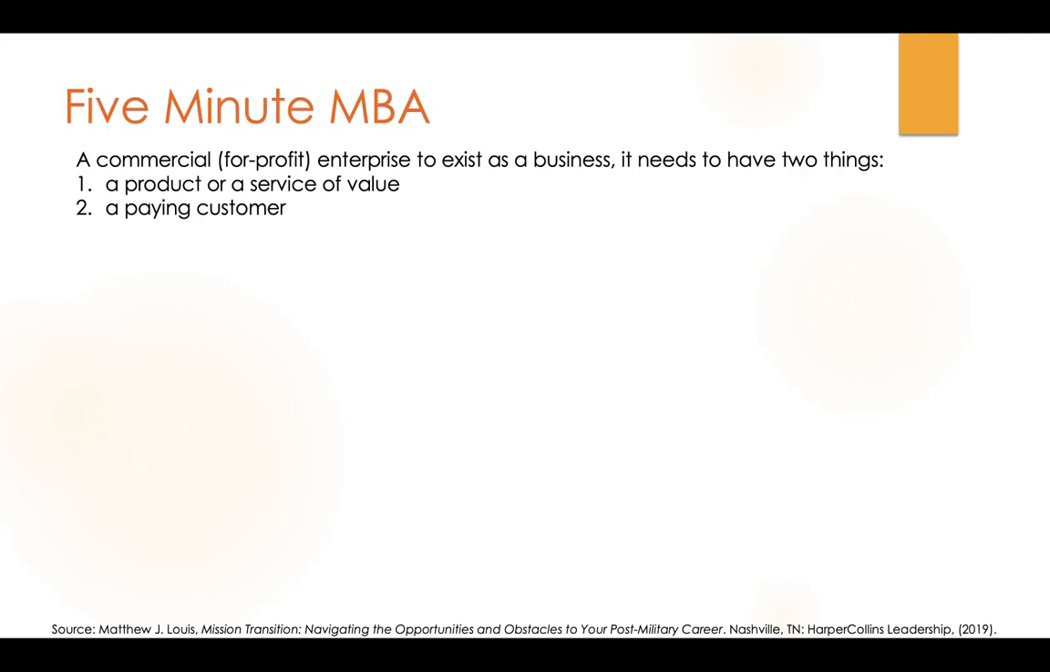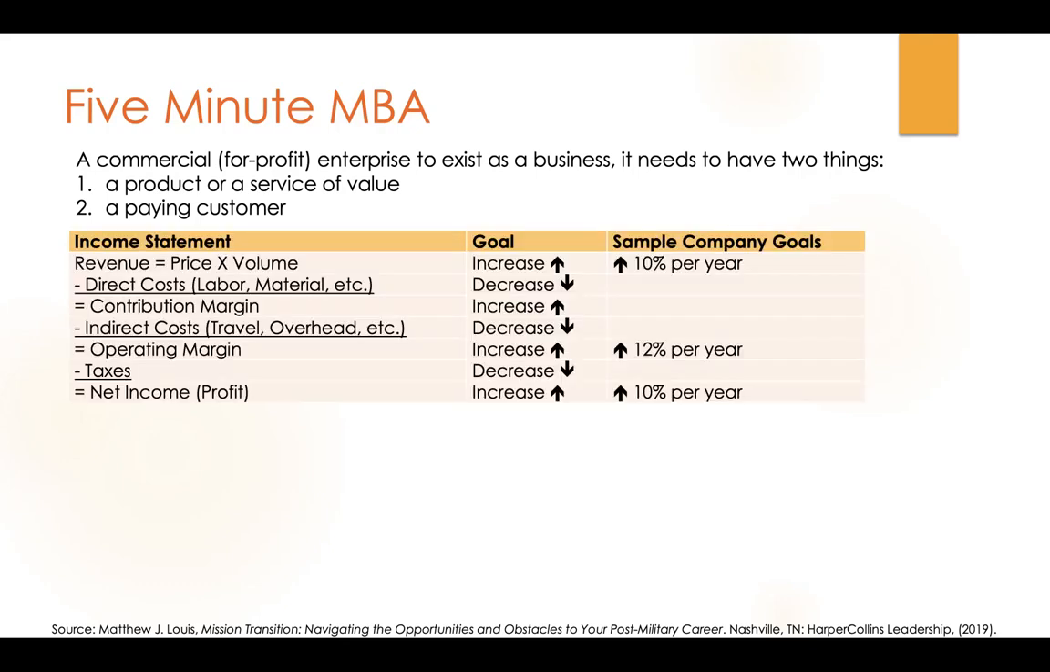A commercial, in other words, for-profit business, for it to exist as a business, needs to have two things. Obviously, a product or a service that's of value, something that people are willing to pay for, and people that are actually willing to pay for that product or service. The way that these things are reflected on a standard income statement of any for-profit enterprise is reflected in the lines on this chart. I'll get to the value of this momentarily, but it's important you understand this is probably the primary metric that these organizations hold themselves to, and the goals corresponding to each of these line items.